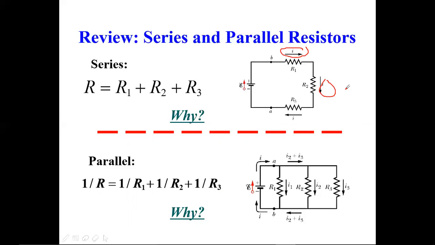When the current is common for the entire circuit, it is nothing but a series. When the current is dividing, the current I entering here is divided into I1, further divided into I2, and further into I3, so I is divided into I1 plus I2 plus I3. That is the reason this is parallel.